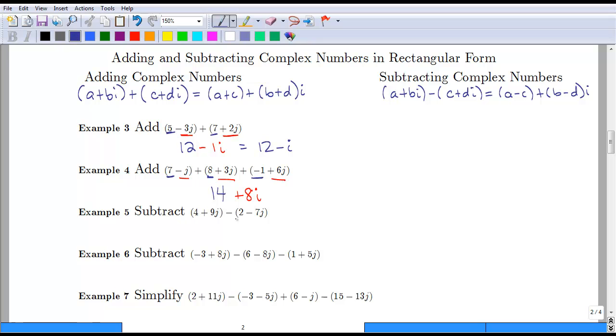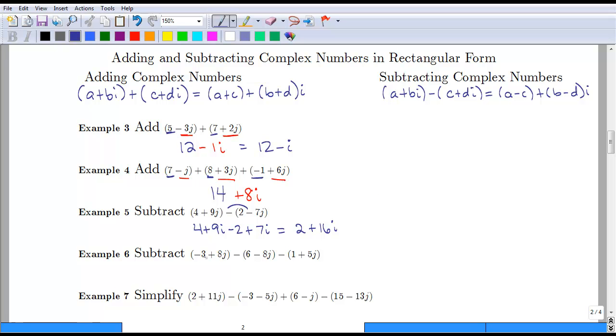Subtraction, again, we just have to make sure we're careful here. I'm going to rewrite this as 4 plus 9i minus 2 plus 7i so that we distribute that negative. And this comes out to be 4 minus 2 would be 2, 9 plus 7 would be 16i.